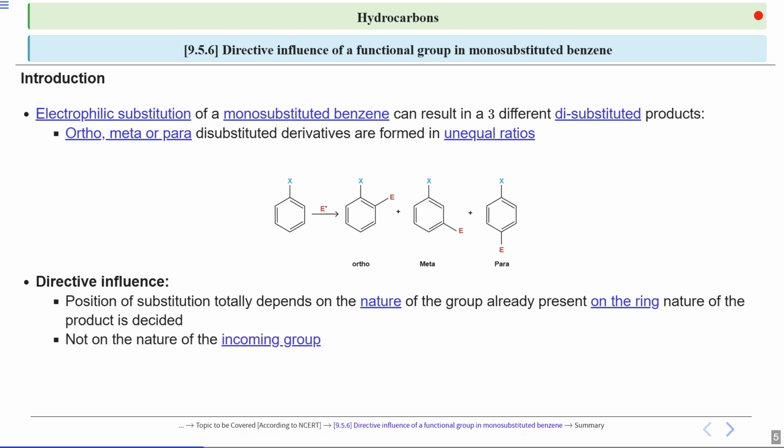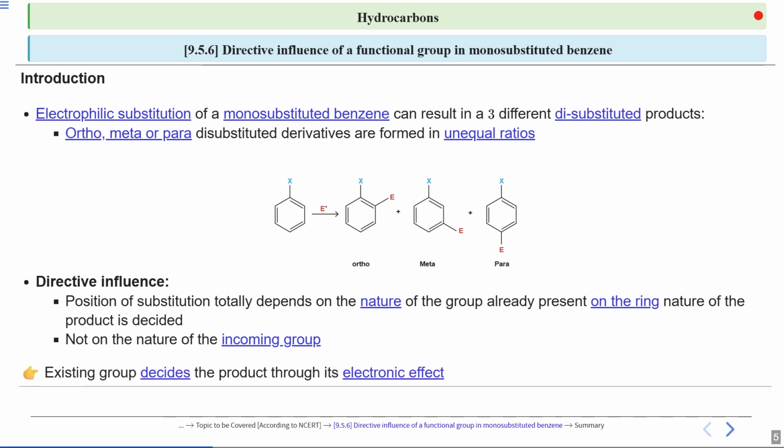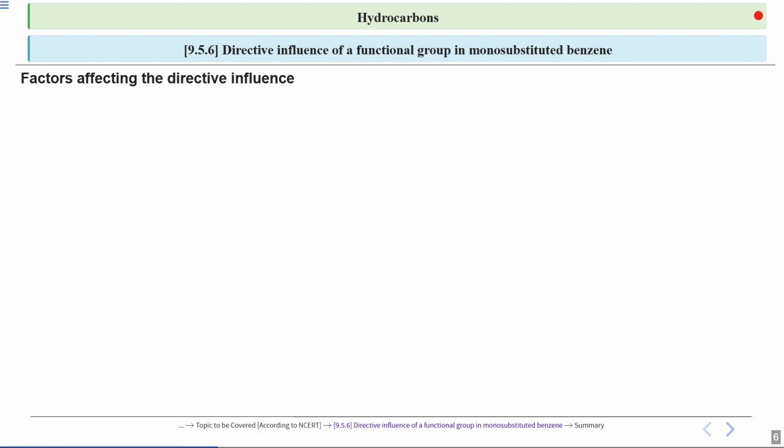Importantly, the nature of the incoming group or the electrophile does not decide the position. It is the group that is already present on the ring which decides the main influence. This is a common point of confusion, so make sure to remember the distinction. To sum up, the existing group on the benzene ring determines the product through its electronic effect. These electronic effects can either be activating or deactivating certain positions on the ring, guiding where the new group will attach. Let's look at the factors that affect the directive influence in hydrocarbons.